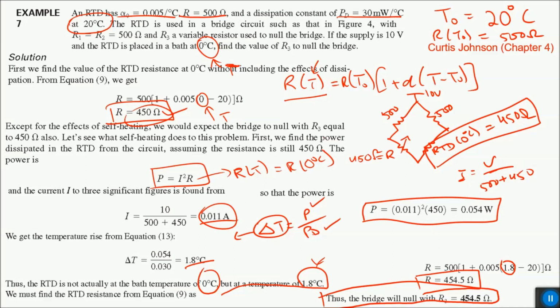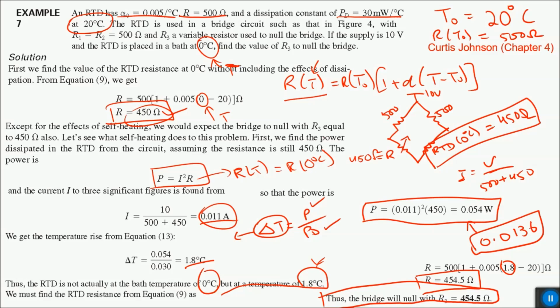Let's just see what happens if this power supply was not 10 but 5. So this current would have been half, and that would have been 0.011 over 2, and the square of that into 450 is 1.36 into 10 raised to power minus 2. So the power dissipation would come out to be 0.0136 watts instead of 0.54 watts.